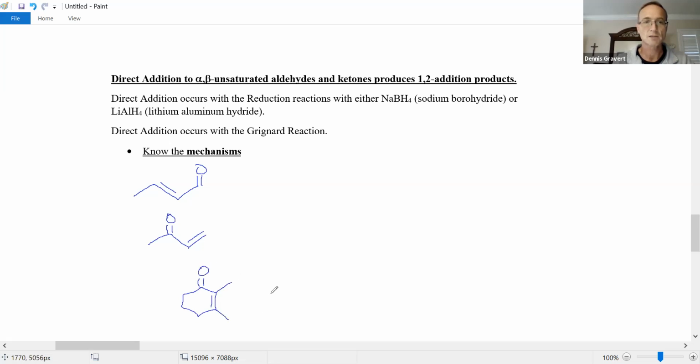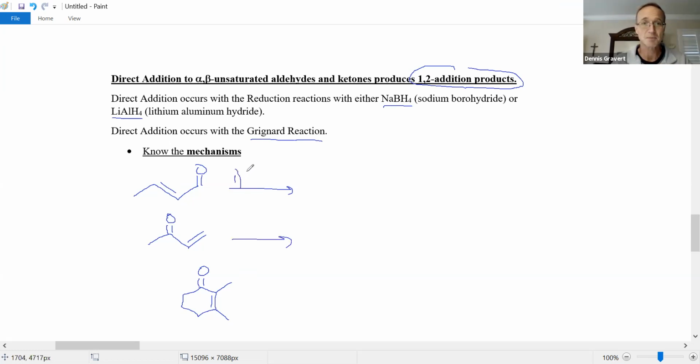Let's put a couple methyls here. These are all examples of alpha beta unsaturated carbonyls: alpha beta unsaturated aldehydes, one aldehyde, and alpha beta unsaturated ketones. And it turns out that if you use sodium borohydride, lithium aluminum hydride, or a Grignard reagent, you always get a 1,2 product. That's a nice one. That's where you can just ignore the fact that there's another double bond there. You just ignore it.